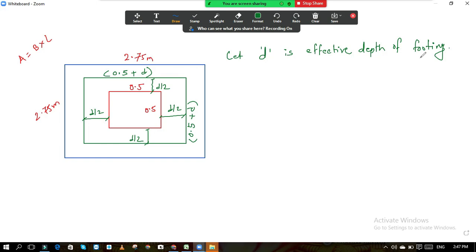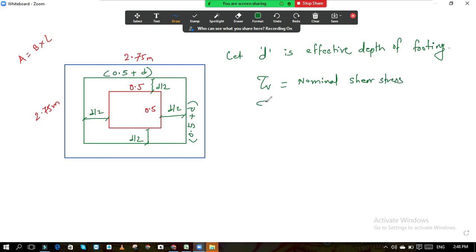D is the effective depth of the footing. Here you can see that this is your two-way shear. We are calculating the depth from the two-way shear consideration, which is also called the punching shear. Here, whatever the nominal shear stress is, tau v, we have studied in DCS 1 already. Tau v is nothing but the nominal shear stress.